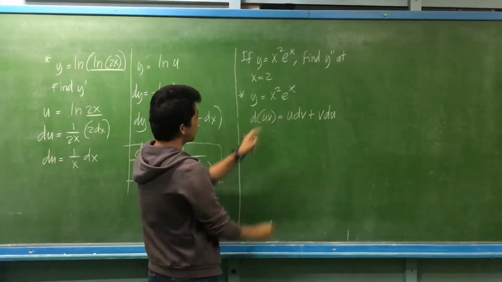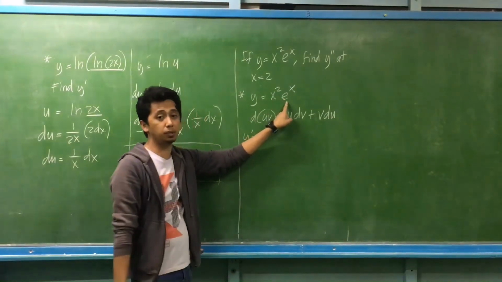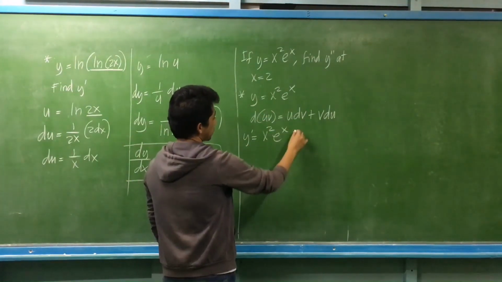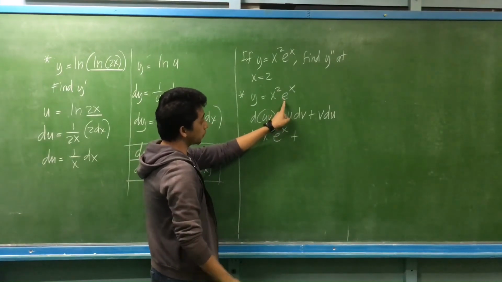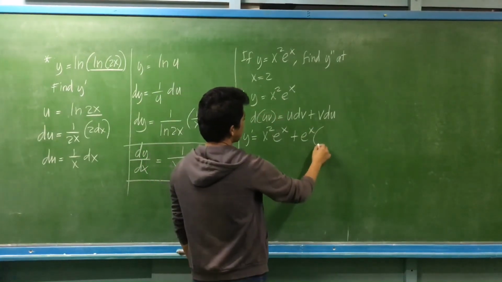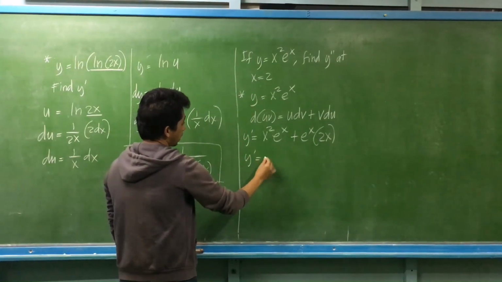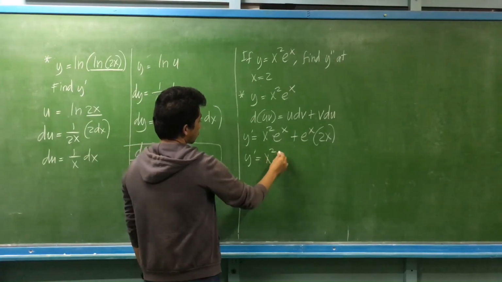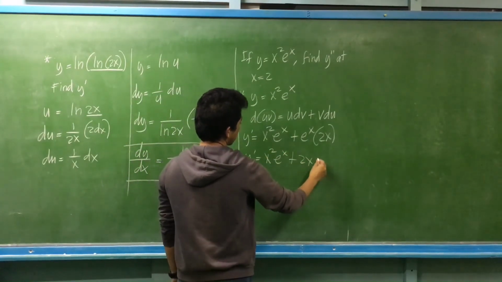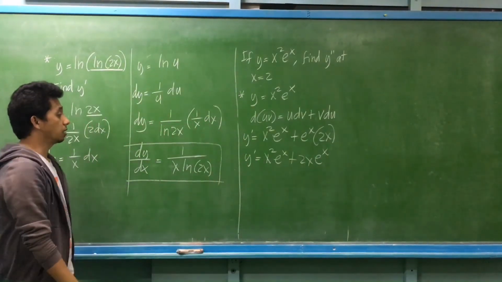So for y prime, your first term is x squared. The derivative of the second term, the derivative of e raised to x, is the same as e raised to x. Plus your second term, e raised to x, times the derivative of the first term, 2x. So y prime is now equal to x squared e raised to x plus 2x e raised to x. That is for the first derivative.